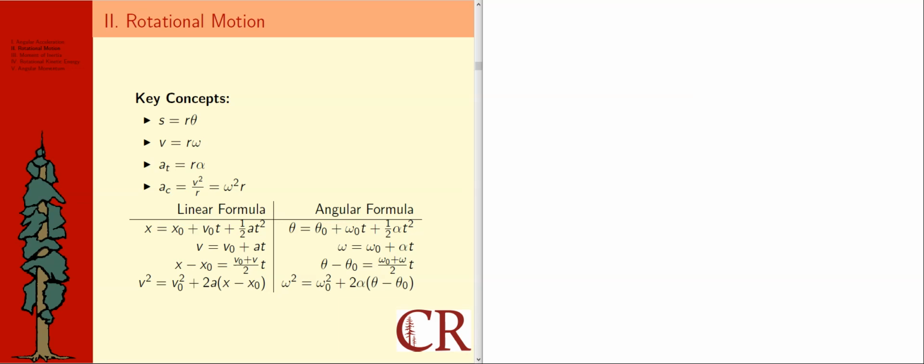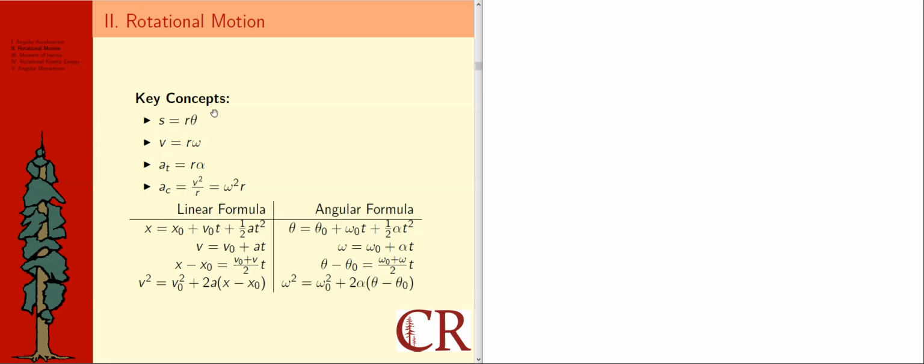So this key concepts page summarizes a lot of the information we need to handle rotational motions. A theme in some of these formulas is that there are linear motion formulas, maybe one could also say tangential motion, depending on one's perspective, versus angular motion formulas. And the first three formulas given here are the ones I regard as the connection formulas between linear and angular, starting with the arc length formula.